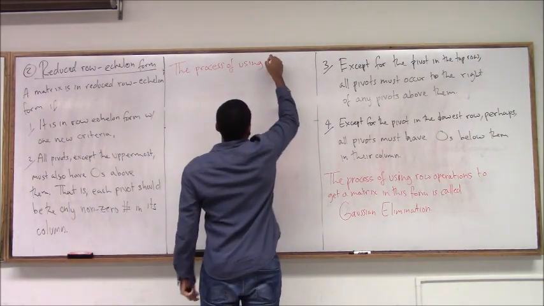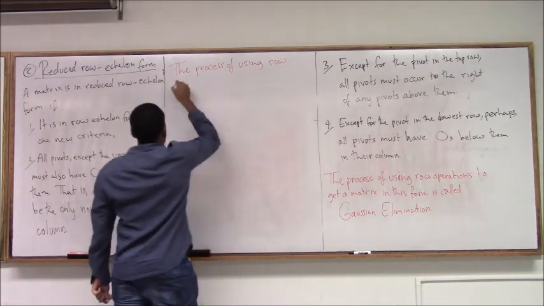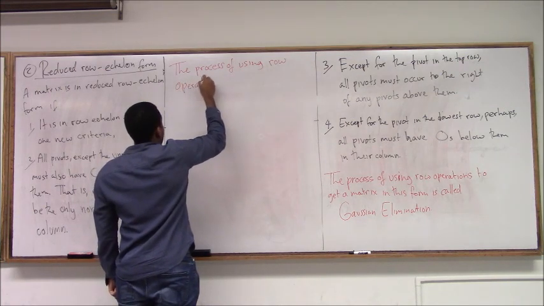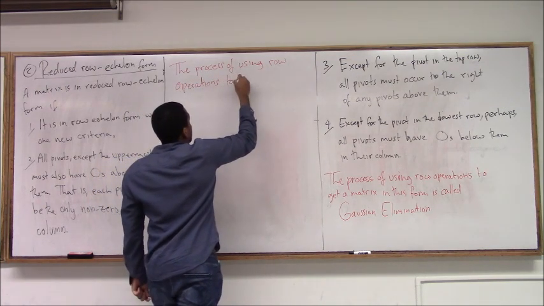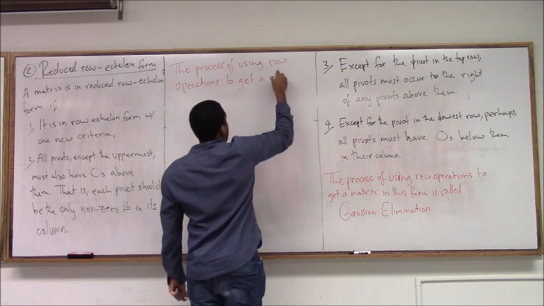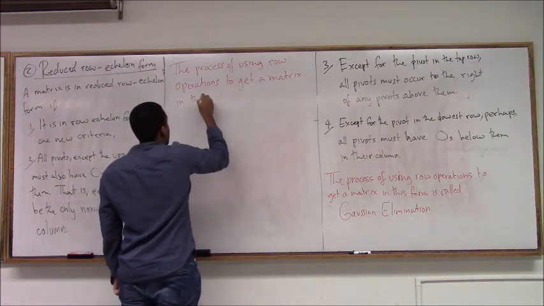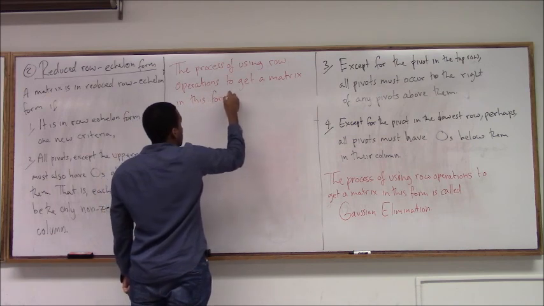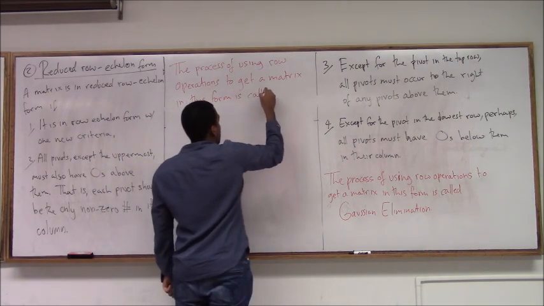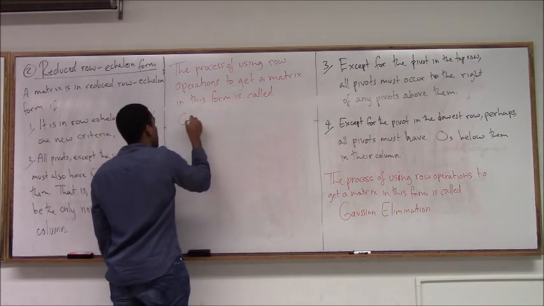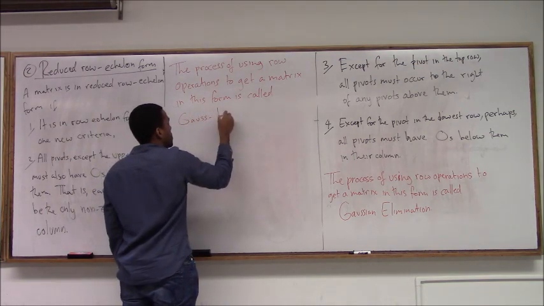The process of using row operations to get a matrix in this form is called Gauss-Jordan.